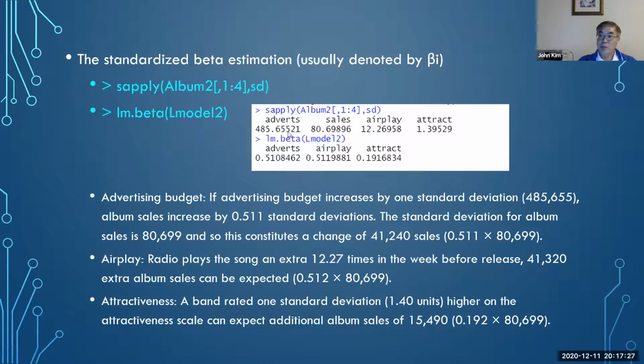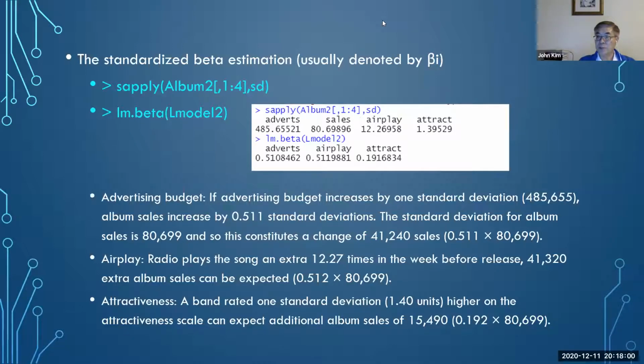We need standard deviation for each variable. So make a standard deviation table output like this using this function. And then after that, using this function, we can get the standardized beta. Then we can get insight like this. Let's do it.